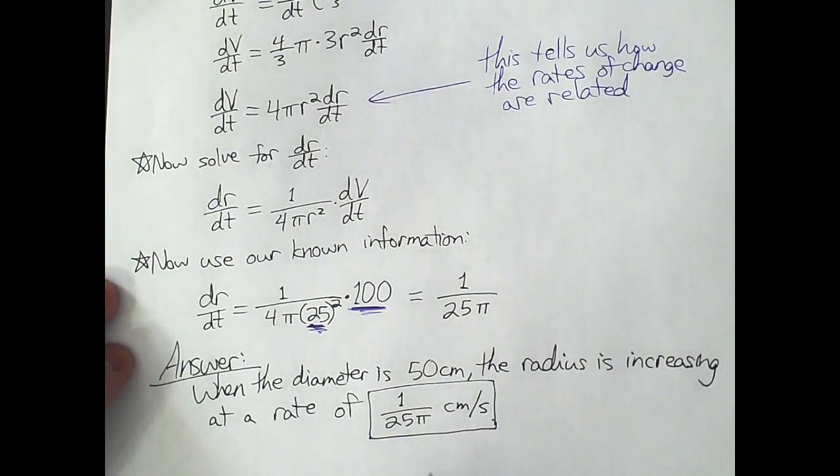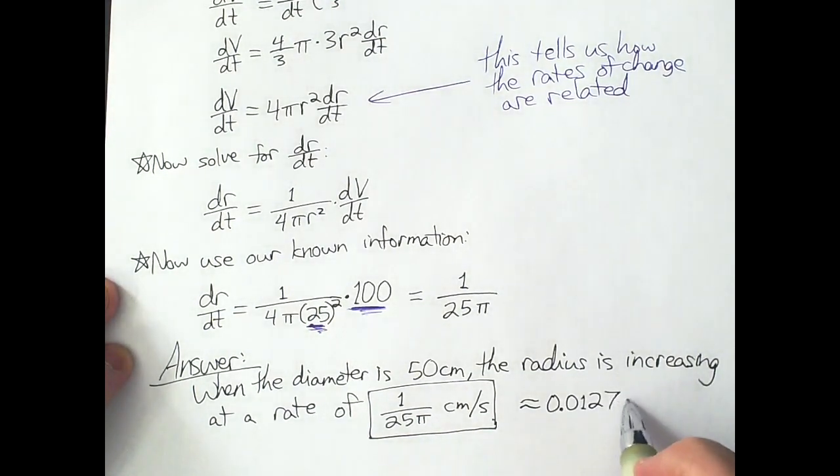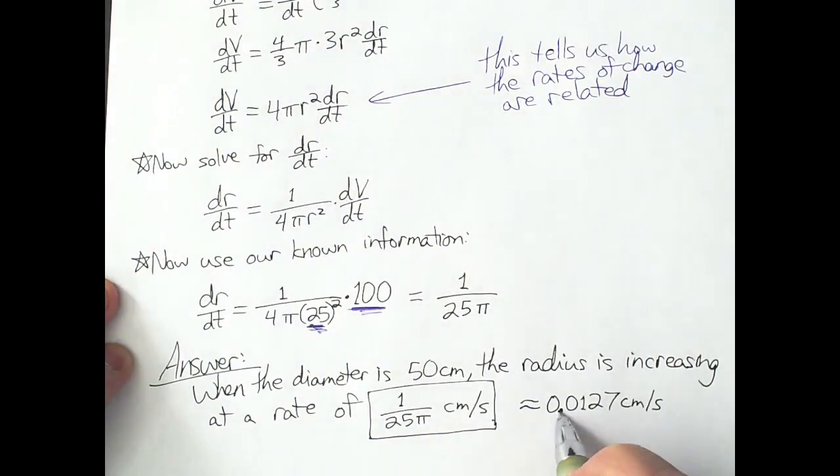By the way, in case you're curious, I found this with a calculator. I think we could stop here. We're done with this problem, but I went ahead and found it as a decimal anyway. I don't know why. We don't need it as a decimal. There it is. It's a very small rate of change.